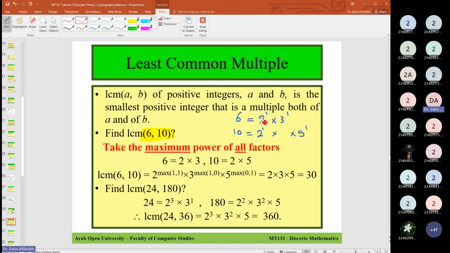If I arrange them, I put 2 and leave this empty here. This means this is a 3 power 0 and this means here I have a 5 power 0. The LCM is the maximum power. So if I want the LCM between 6 and 10, it's the maximum power of the 2, which is 2 power 1, maximum power of 3, 3 power 1, maximum power of the 5, 5 power 1, and this equals 30. The LCM between 6 and 10 is equal to 30.